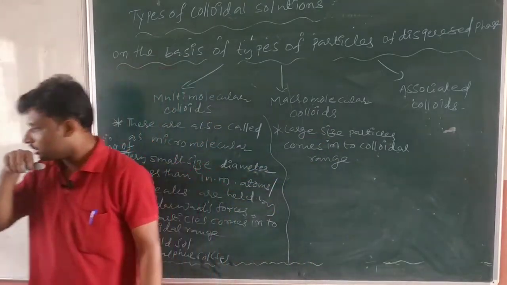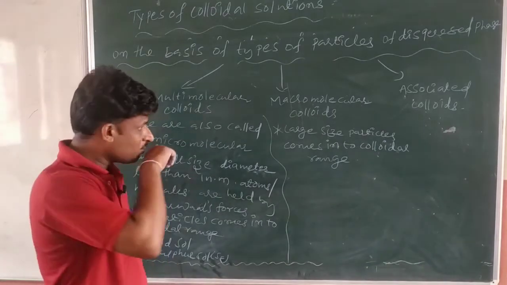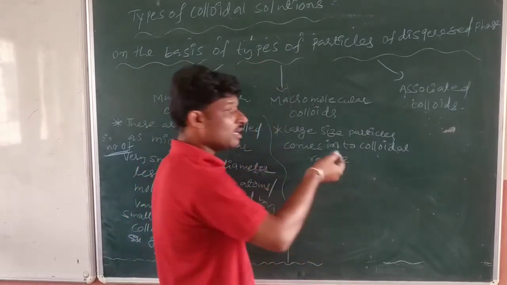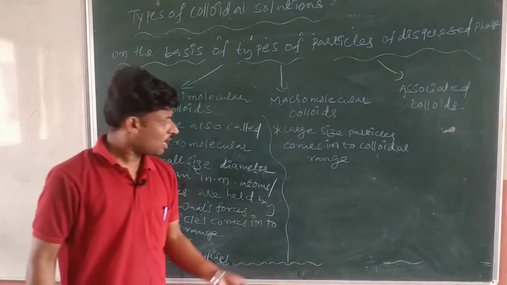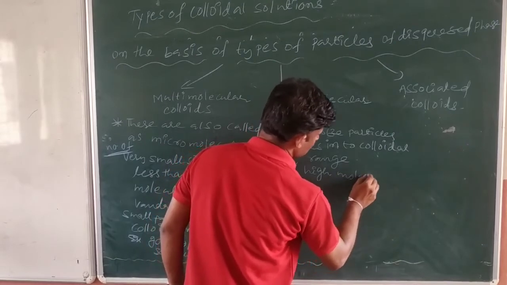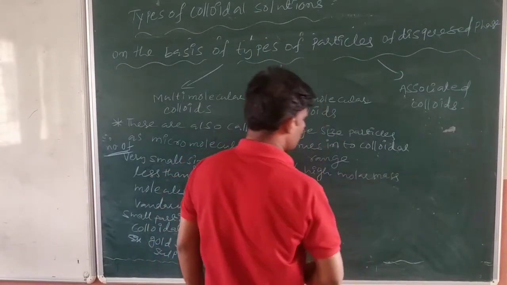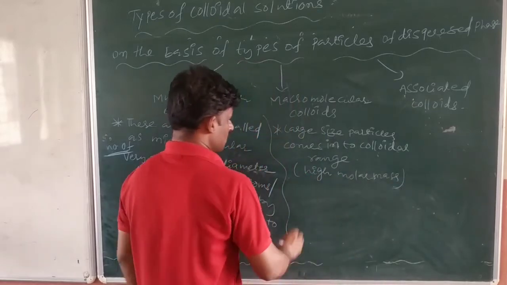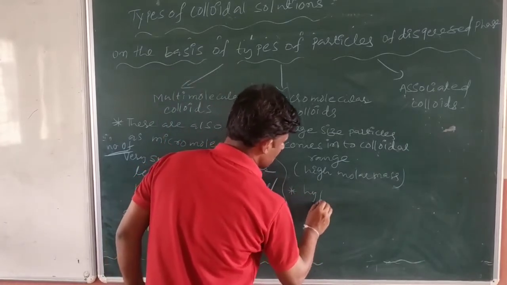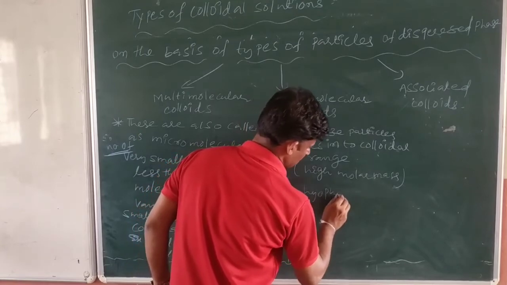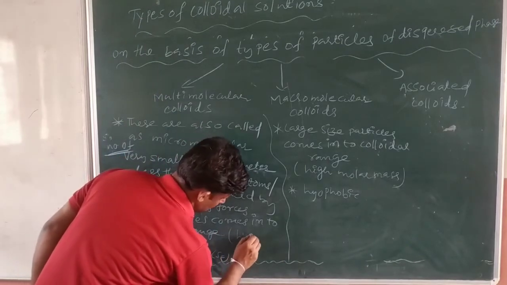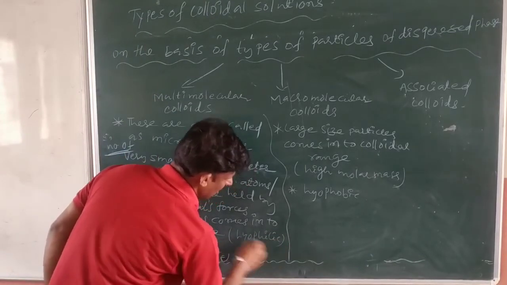Are you getting my point? Large size means these have high molar mass. High molar mass containing particles are participating, so generally these easily coagulate. That's why these are lyophobic in nature. Simple thing. But in the multimolecular case, the particles are very small, so these are lyophilic in nature. Are you getting my point better?